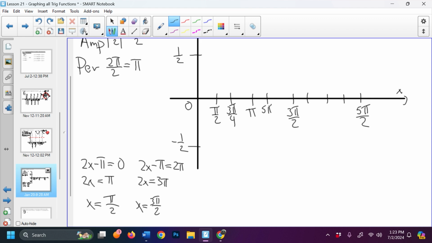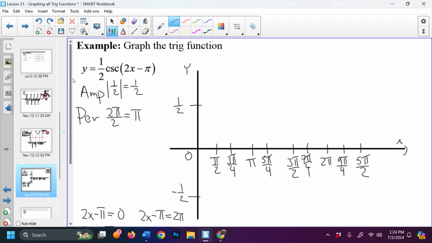5 pi over 4 doesn't reduce. 6 pi over 4 reduces to 3 pi over 2. 7 pi over 4 does not reduce. 8 pi over 4 is just 2 pi. 9 pi over 4 doesn't reduce. And 10 pi over 4 reduces to 5 pi over 2, which makes me feel confident that I've done this correctly.